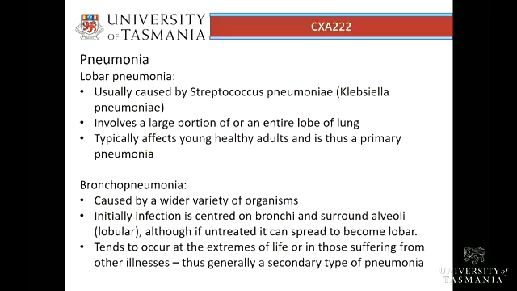the elderly people. You can also see it in HIV positive, anyone that's immunosuppressed. We would more term this as secondary pneumonia because generally there's an underlying condition.